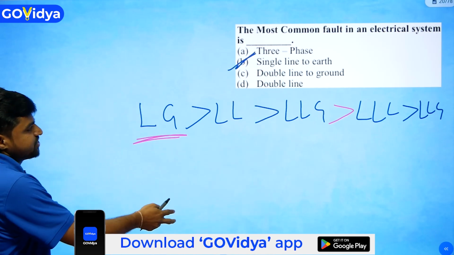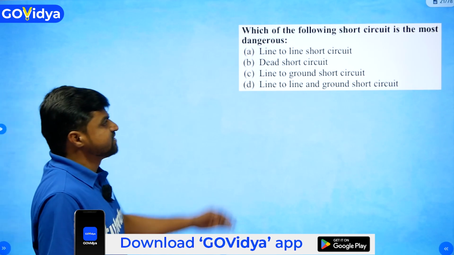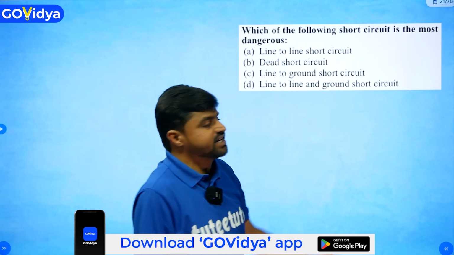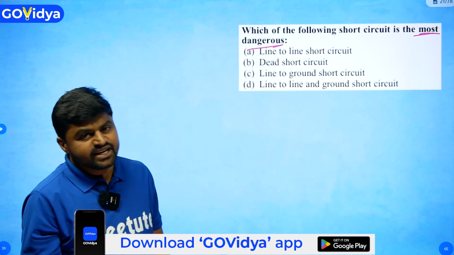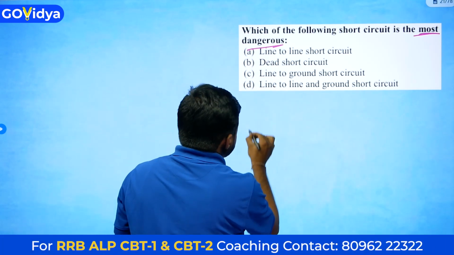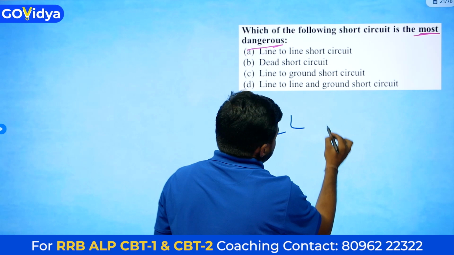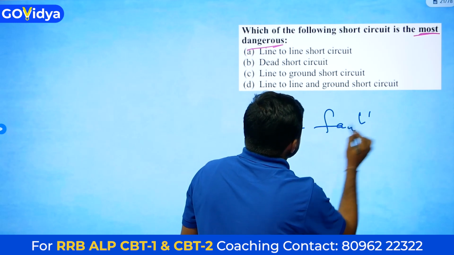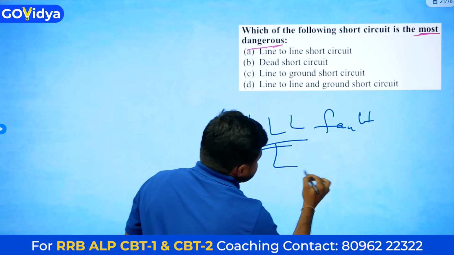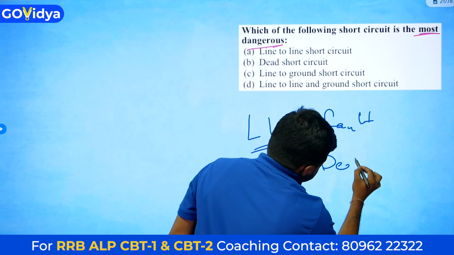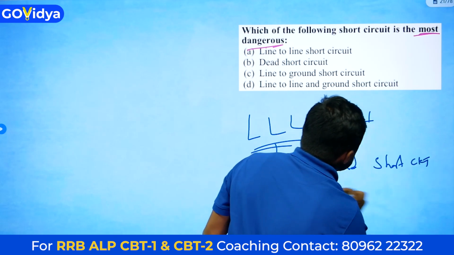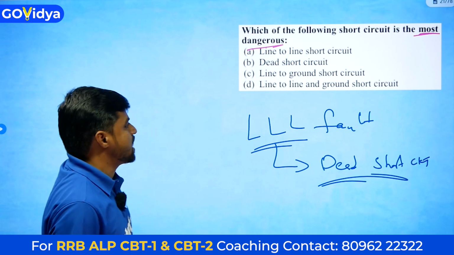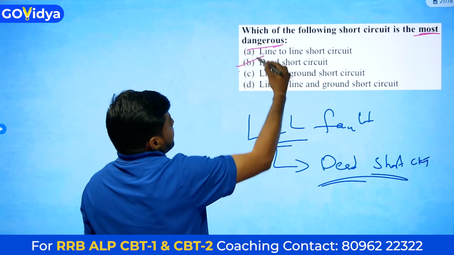Okay, next question. Which of the following short circuits is most dangerous? Okay, the most dangerous fault is the triple L fault. We can also call it a dead short circuit. Okay, from the options, option B is the correct answer.